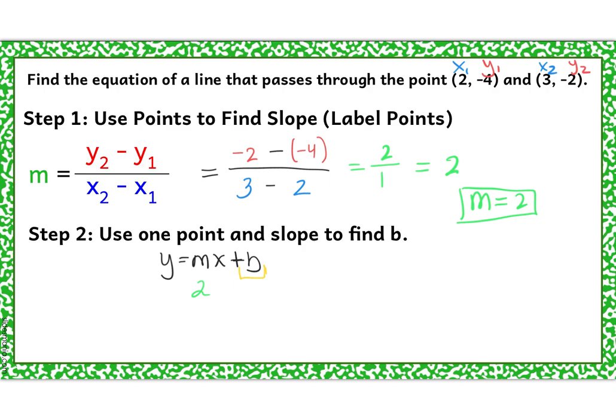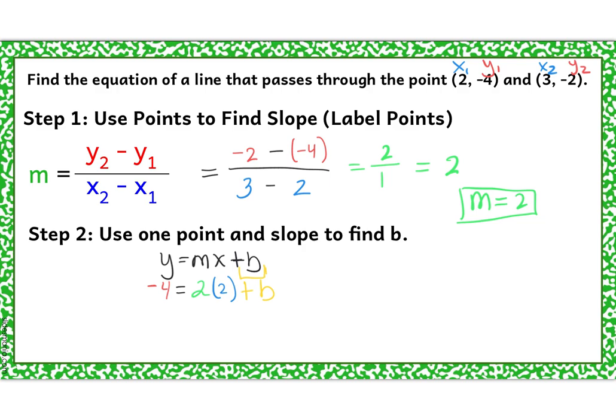For y and x, I have a choice. Because I have 2 points, I get to pick one of the points to use. So really to find the b, I just need one point and the slope. I'm going to use the first one. So I'm going to use the 2 and the -4. So because y comes first, that means my y is going to be -4 equals m, which I already know is 2, and x is the number 2 again. The b is what I don't know. That is what I'm going to solve.